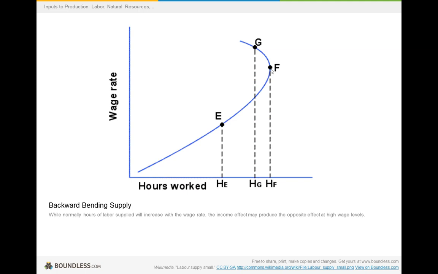And so eventually you get people that have made enough money or are making enough an hour, they start to say, well, maybe I don't need to put in as many hours. And so that is why sometimes we have this backward bending supply curve.